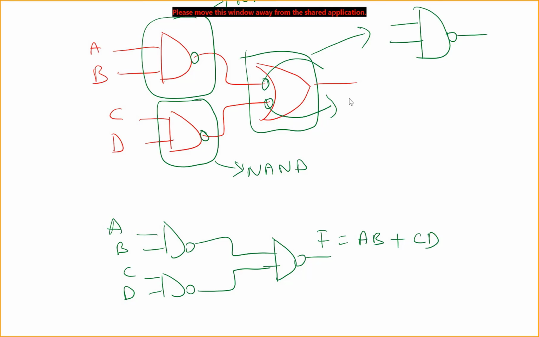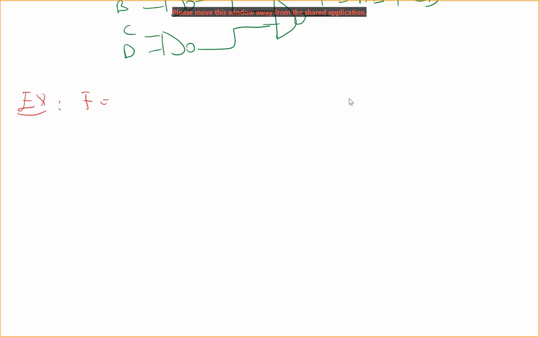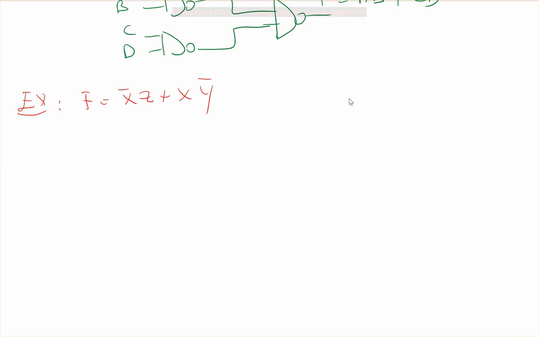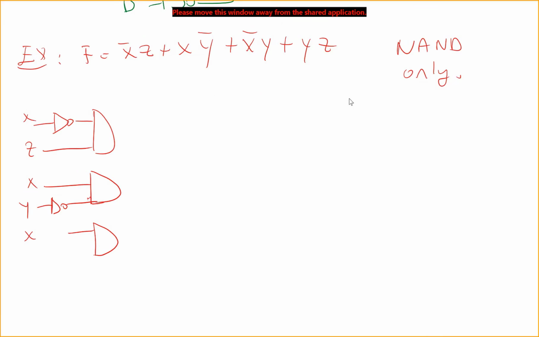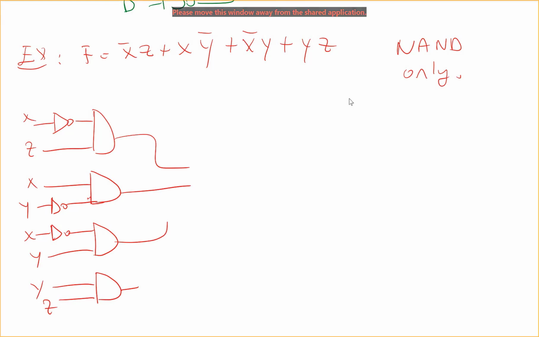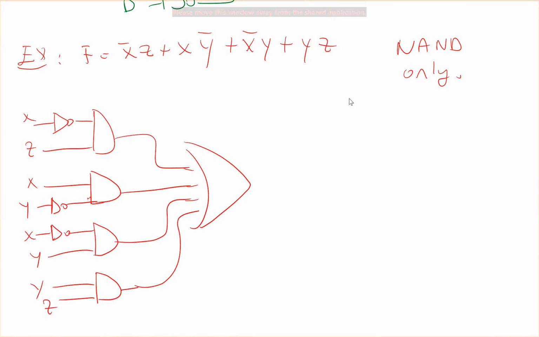Okay, let's do another example. Given this function x naught z or x y naught or x naught y or yz, and we are required to implement this using NAND gates only. So let's draw our schematic for this function. So this is my x, z, x, y naught, x, y, and y and z. All of these will be ORed together. So this is my original schematic.